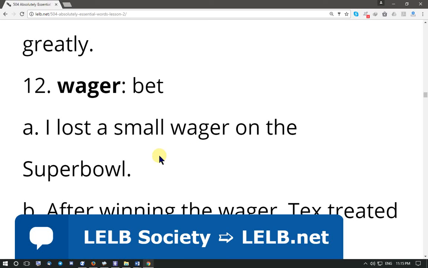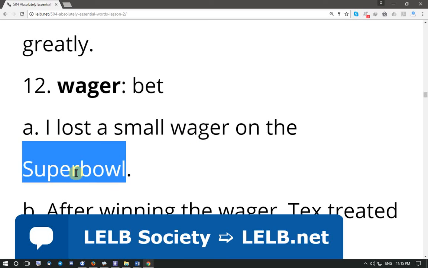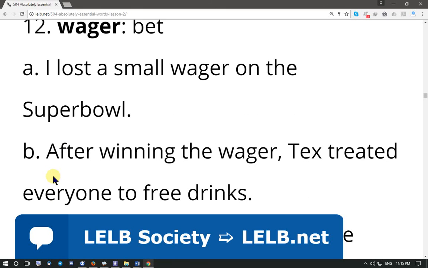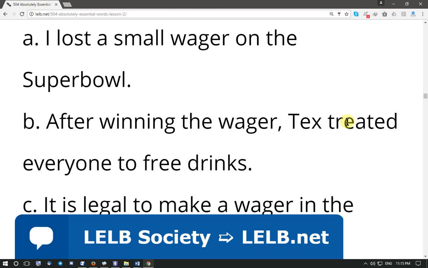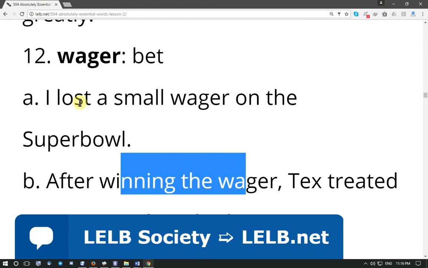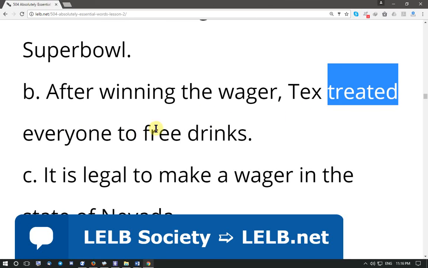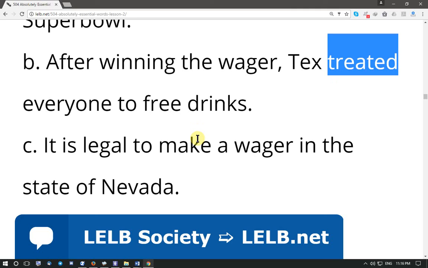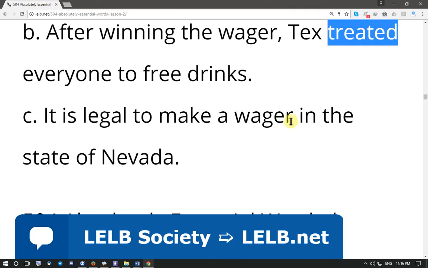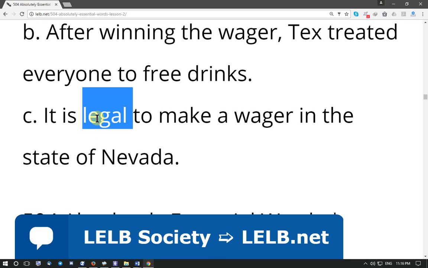It has been capitalized, so it must refer to a special occasion. After winning the wager, Tex treated everyone to free drinks. After winning it, opposite of losing it, Tex treated everyone or offered everyone a free drink. It is legal to make a wager in the state of Nevada. It is legal, means lawful. The opposite is illegal.